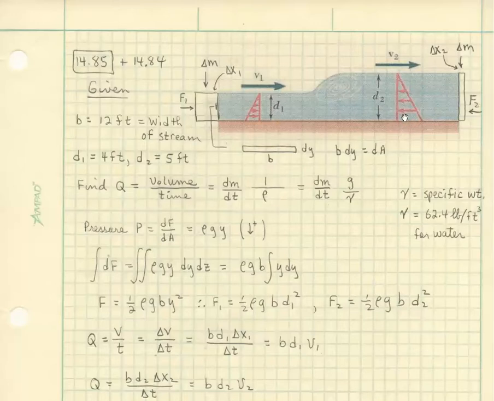And so if you want to get the area, you could talk about B and D2 for the area right there, multiply it times the average pressure, which would be 1/2 of all that, and you'd still end up with these forces that I have down here.